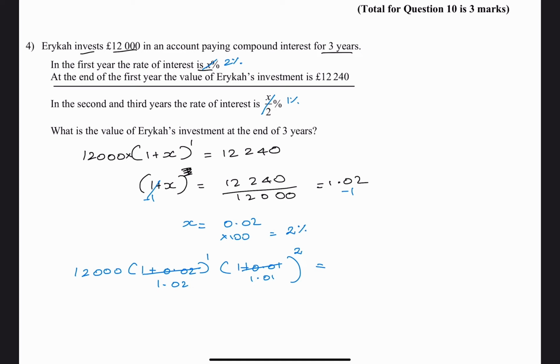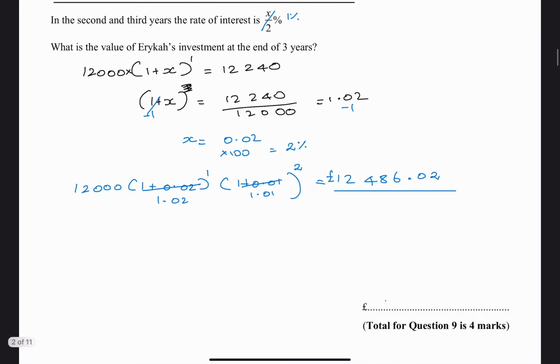12,000 bracket 1.02, we don't need a power on that, times 1.01 to the power 2. Alright, so that is going to give you 12,486.024. So I'm just going to say 02. Remember, 2 decimal places, and that's your final answer: 12,486.02.